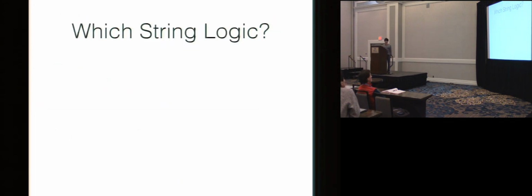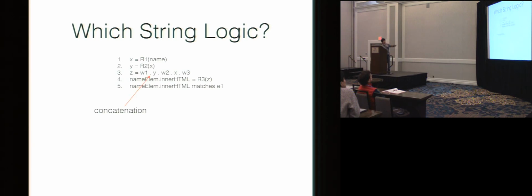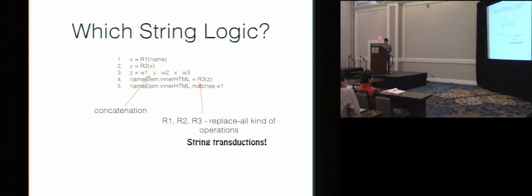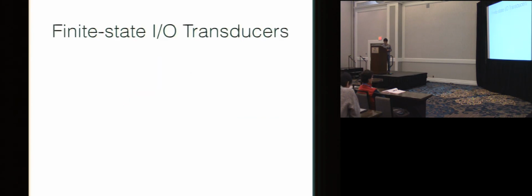All right. So which string logic? Here I flesh out the constraints again. You have concatenation, but also R1, R2, R3, which are a kind of replace-all operations that we saw. These are basically just string transductions. Let me explain what I mean by string transduction on the next slide. Okay, so final state.